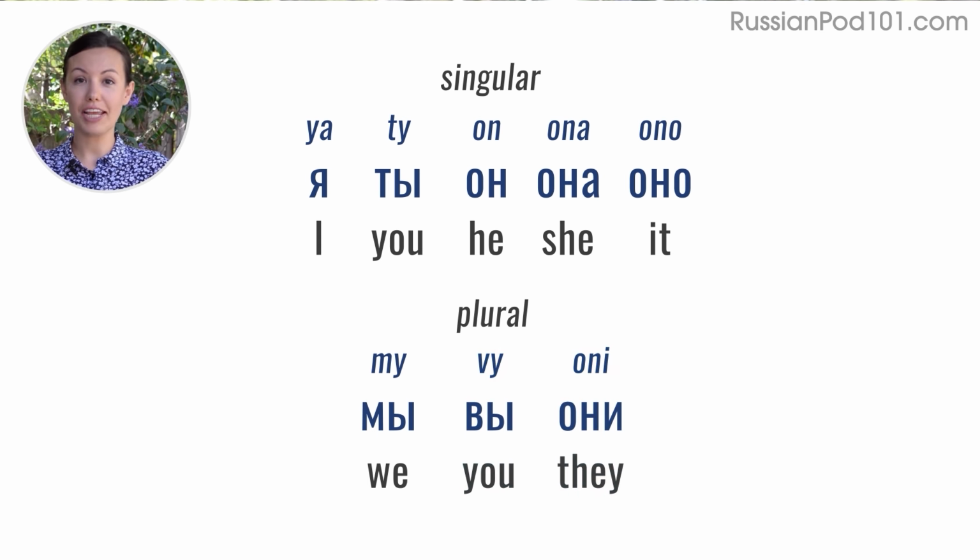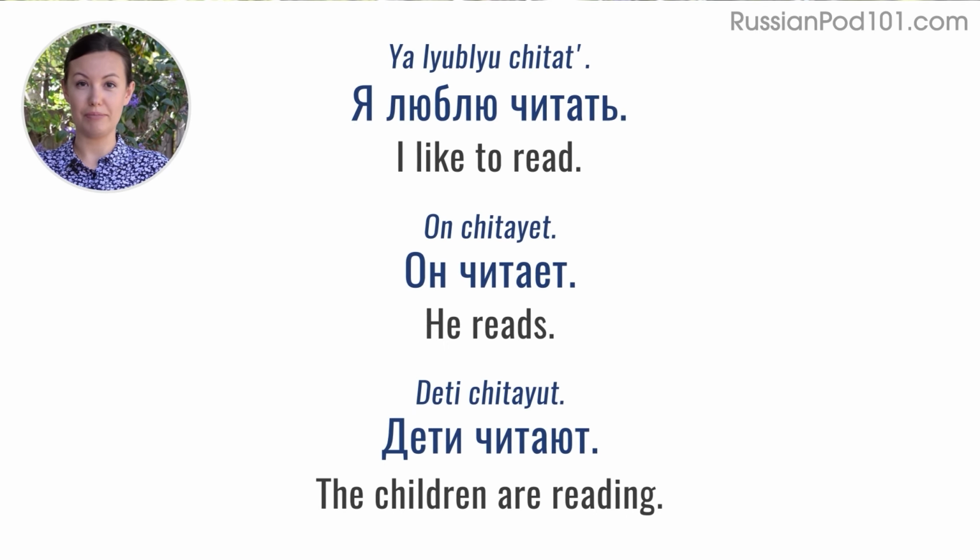So, to conjugate a verb, you need to change its personal ending. For example, я люблю читать. I like to read. Он читает. He reads. Дети читают. The children are reading.